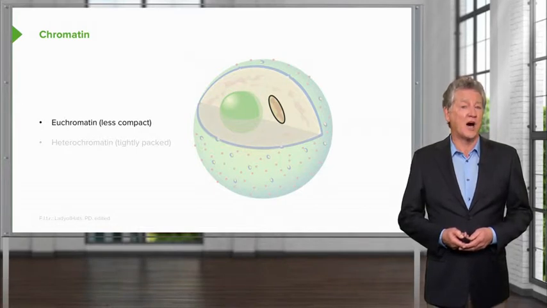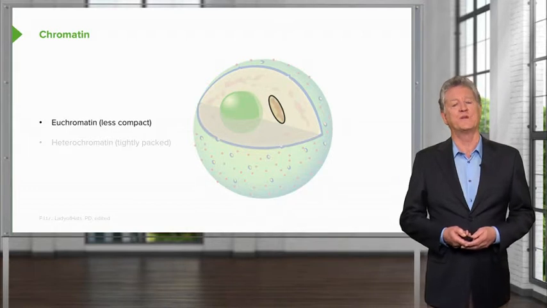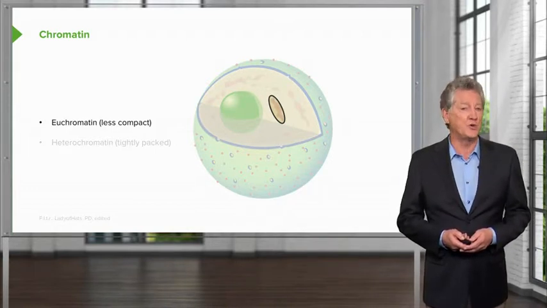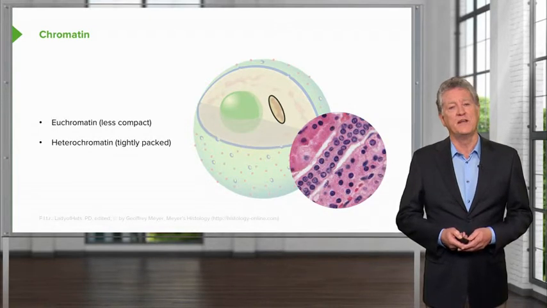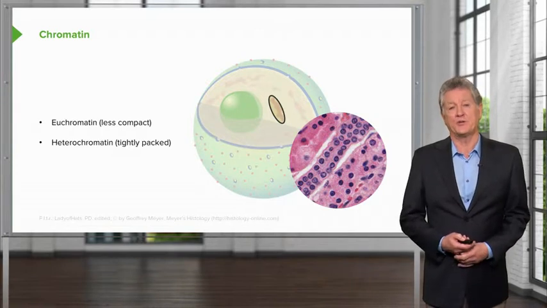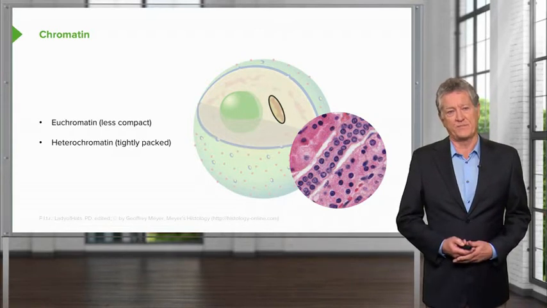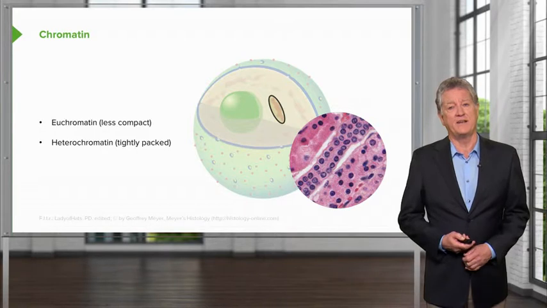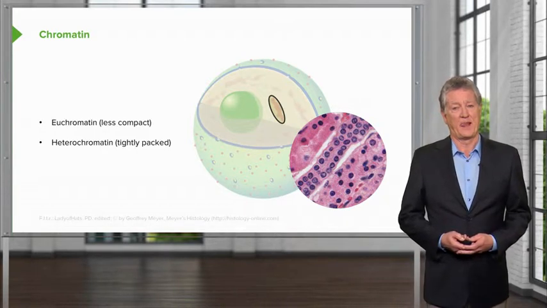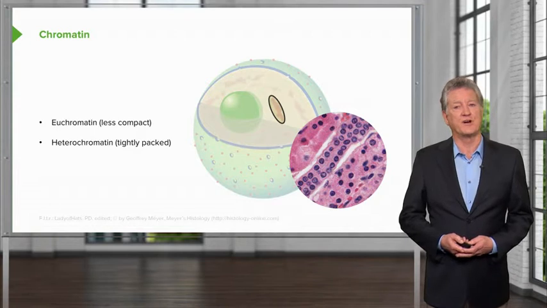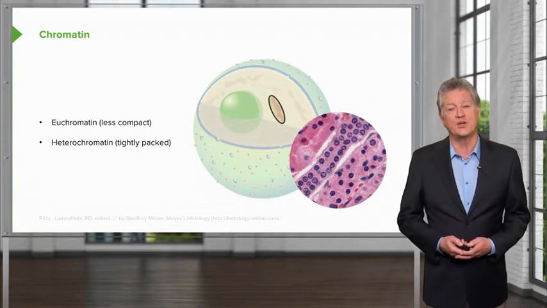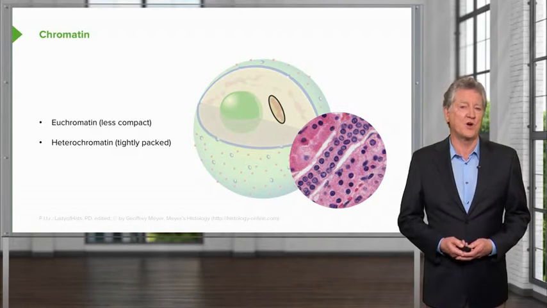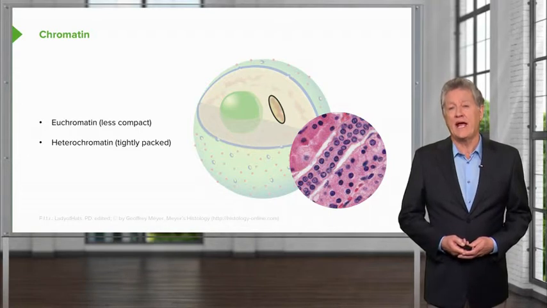The lighter stained chromatin that you would have seen on the previous slide is called euchromatin. It's less compact. The darker stained chromatin that you saw on the periphery is called heterochromatin. It's more tightly packed DNA. And on the right-hand side in the inset, you can see a close-up of that earlier picture I showed you of the kidney tubules. And if you look into the nuclei there, most of the chromatin is quite tightly packed, or most of it we would say would be heterochromatin.